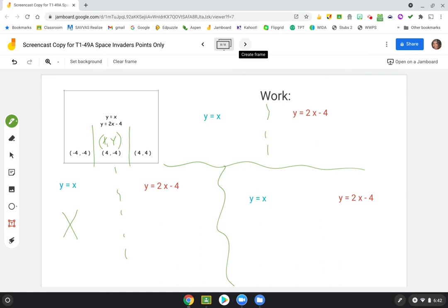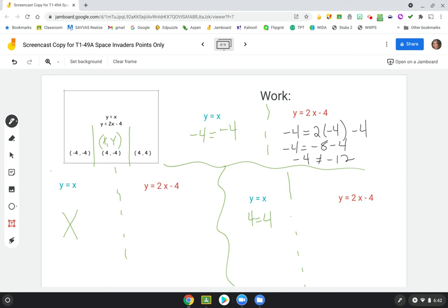And so I know I don't really have to test either of these other points because I know that negative 4 equals negative 4, and I know that 4 equals 4. So that means I'm just checking the other equation. So here I have negative 4 is equal to 2 times negative 4. Well, 2 times negative 4 is negative 8. And negative 8 minus 4 is negative 12. So that means this is not going to be the solution to the system.